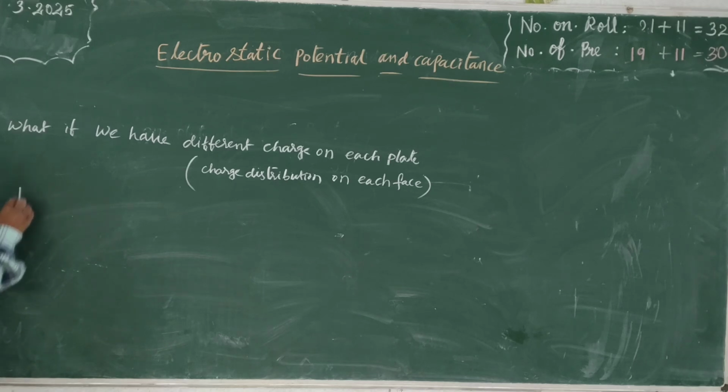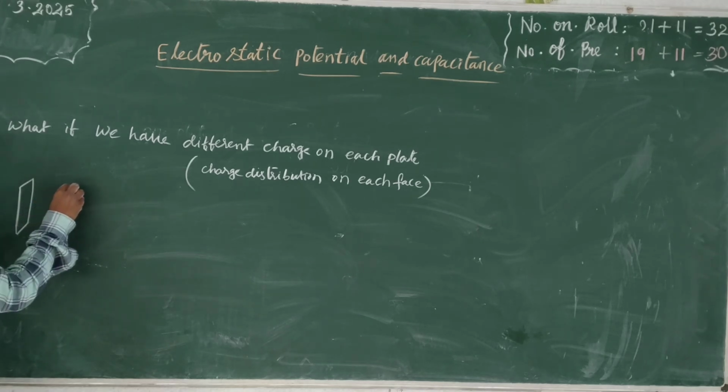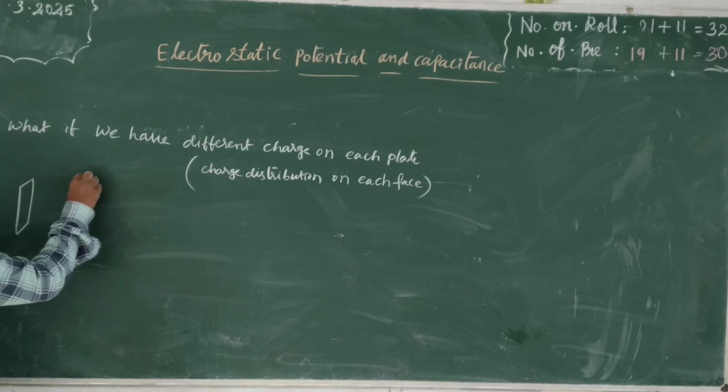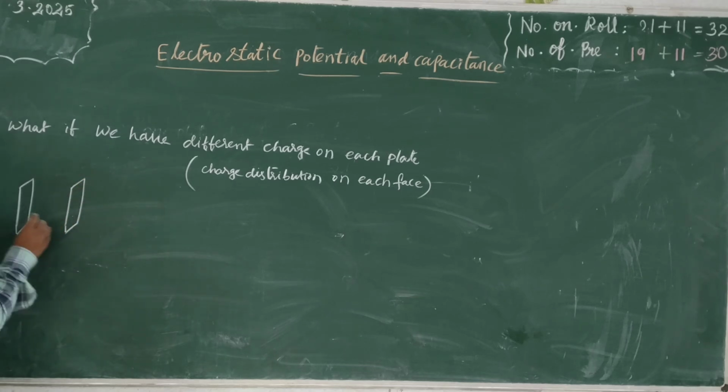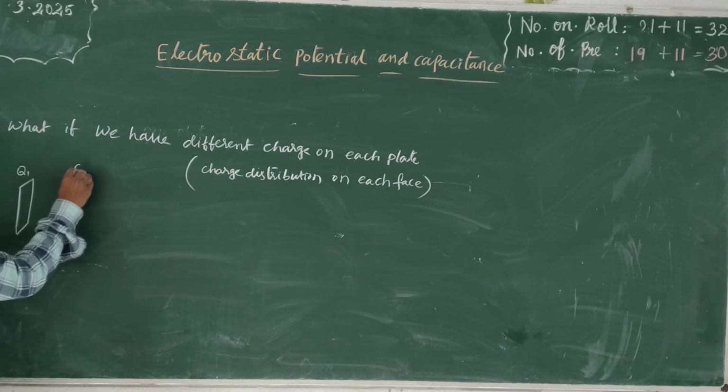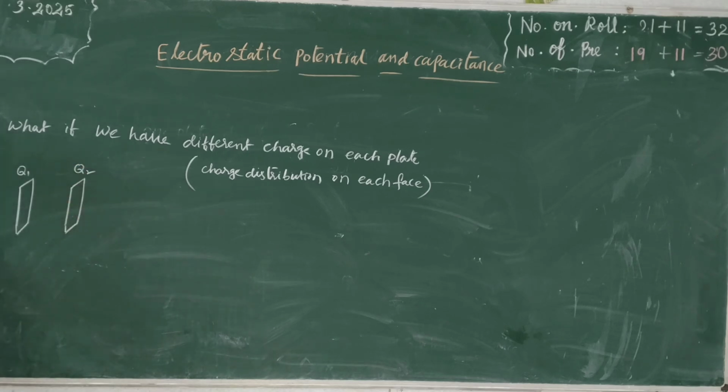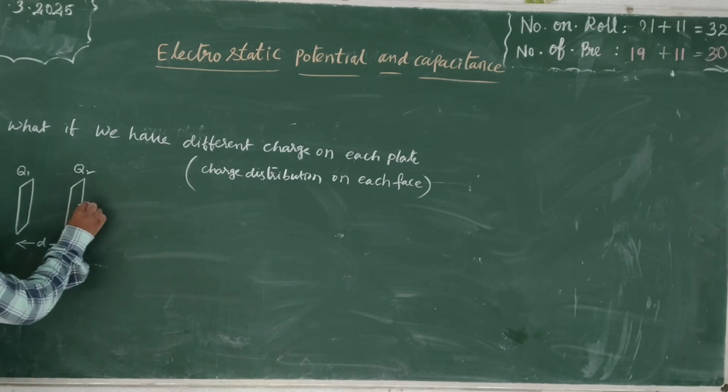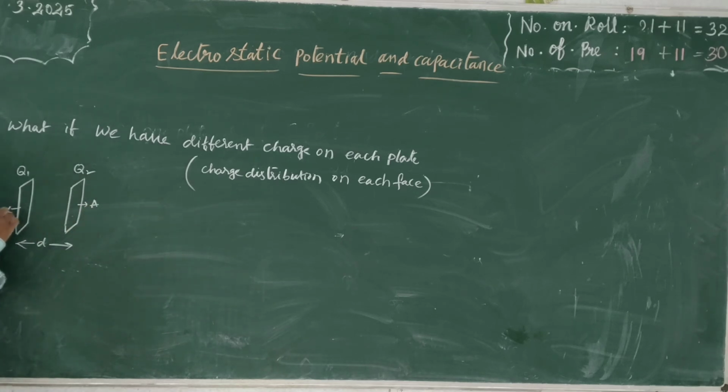See here, these are parallel plates. One plate, and this is another one. Here the charge is q1, here the charge is q2. The distance is d. The area is also the same, it is A, and here also A. Here charge q1, here charge q2.